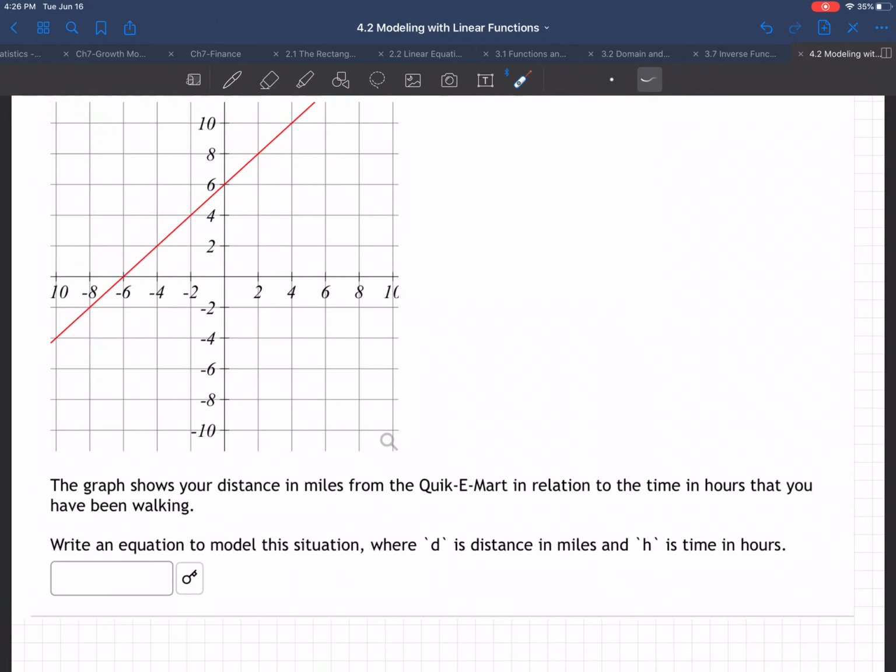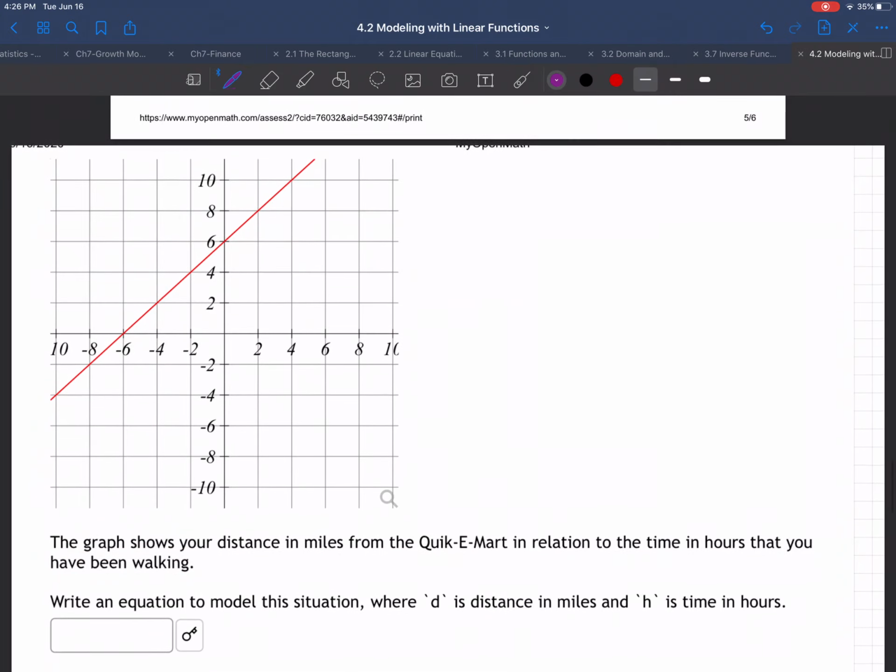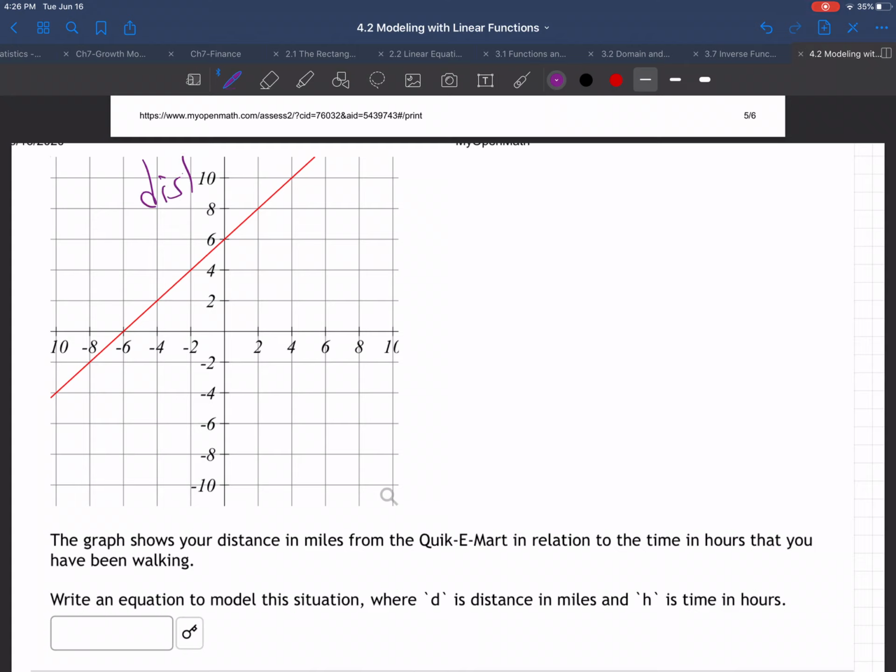Welcome to an example of finding a linear equation from a graph. The graph shows the distance in miles from the quickie market in relation to the time in hours that you've been walking. In other words, this is distance on this axis, and this is time on this axis. Instead of an XY axis, we have a time and distance axis. So what do they want us to do?